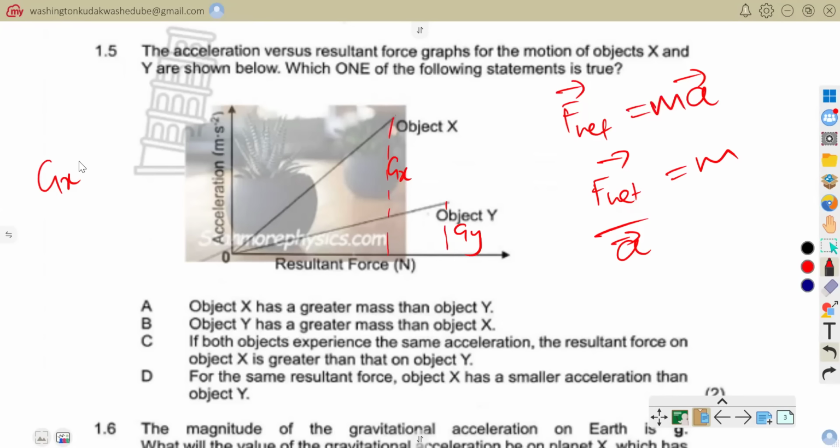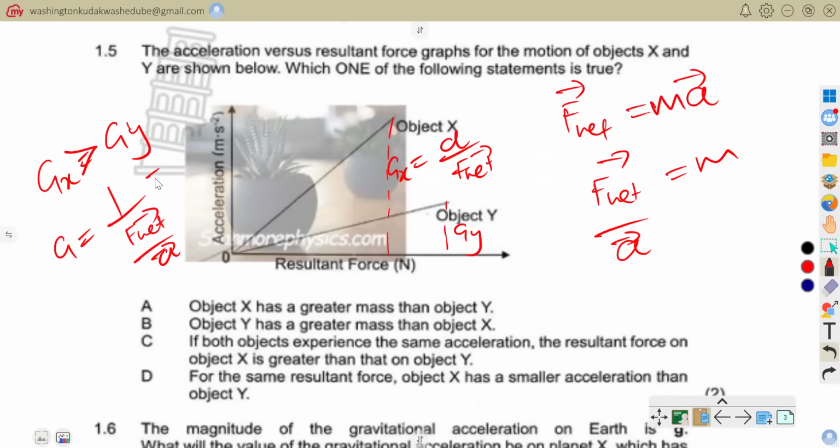Now, the gradient for X is greater than the gradient for Y. The slope of X is steeper than the slope of Y. And the gradient of X is given by acceleration over net force, which is the same as 1 over net force times acceleration, which is just 1 over the mass. So if it is the gradient of X, it is 1 over the mass of X. If it is the gradient of Y, it is 1 over the mass of Y. So here we are saying the gradient of X is greater than the gradient of Y.